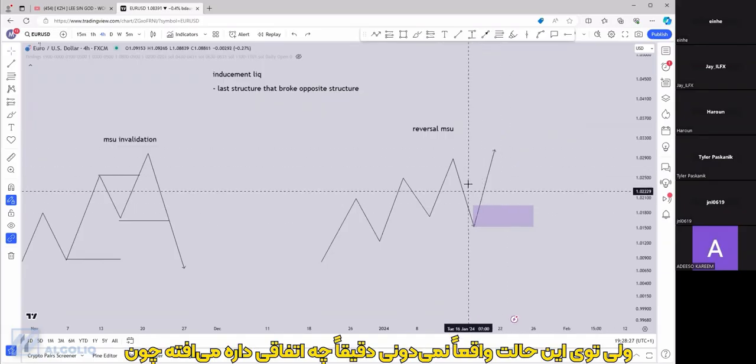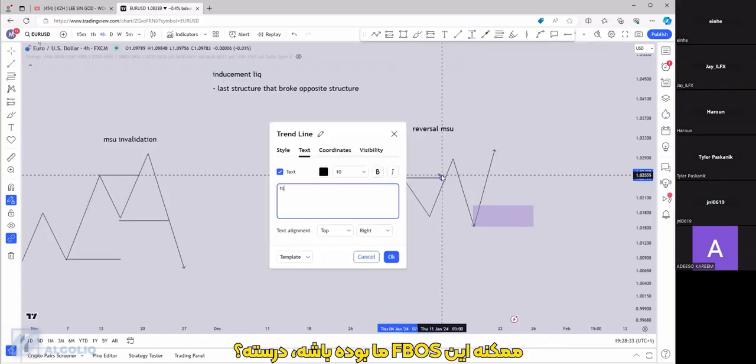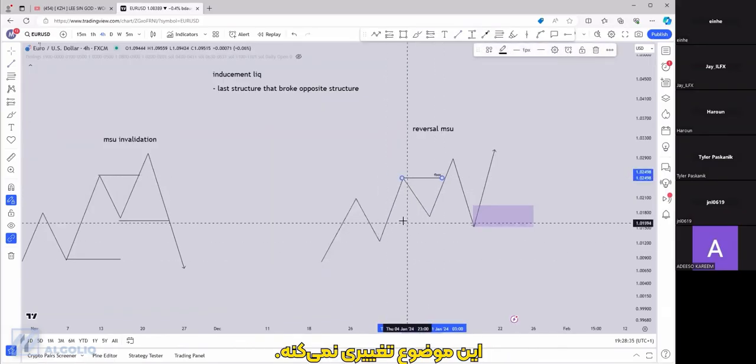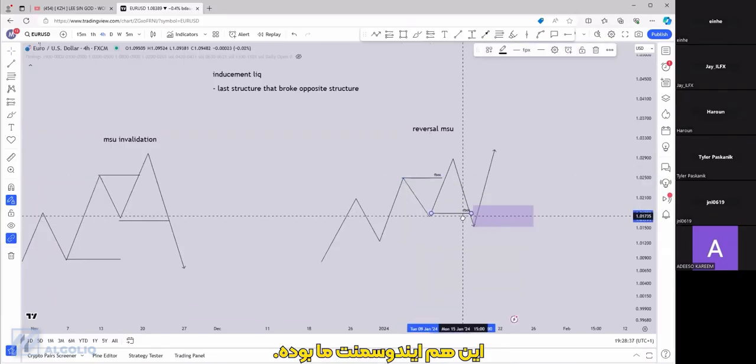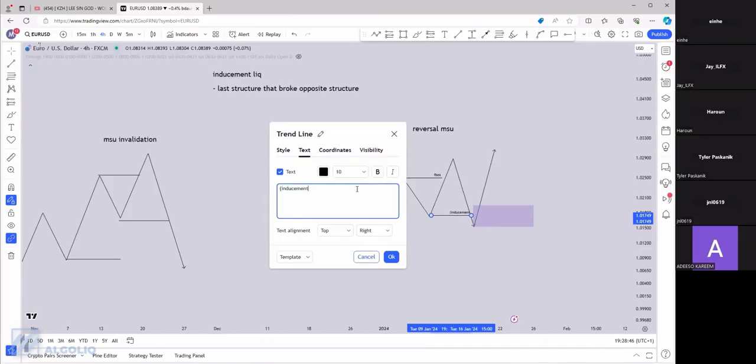But in this case, you don't really know what's happening, because what can happen is, okay, this was our FBOS, right? Nothing changes about that. This was our inducement, but this inducement can also be our FBOS down.